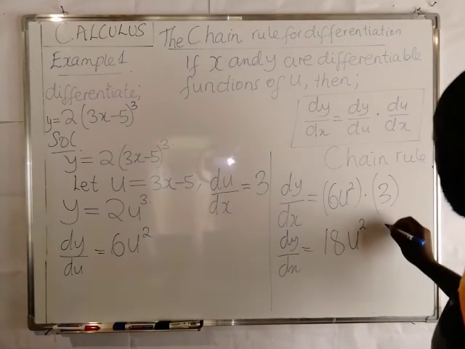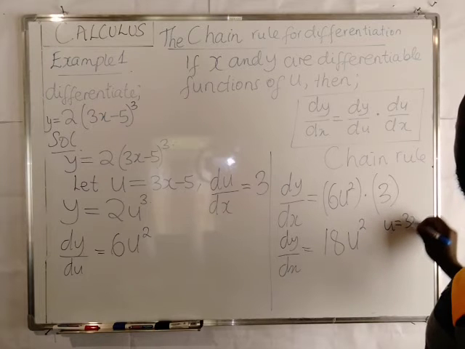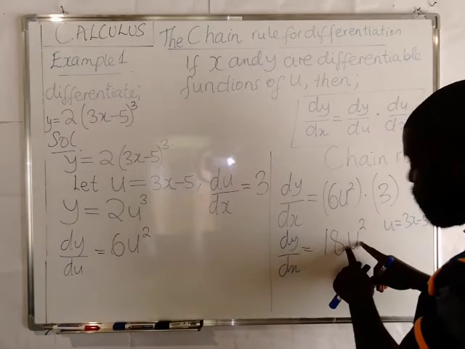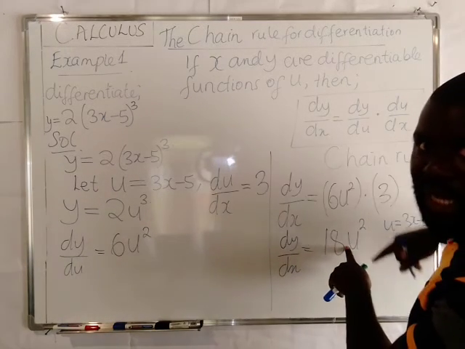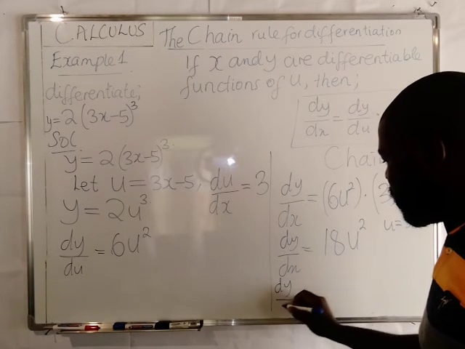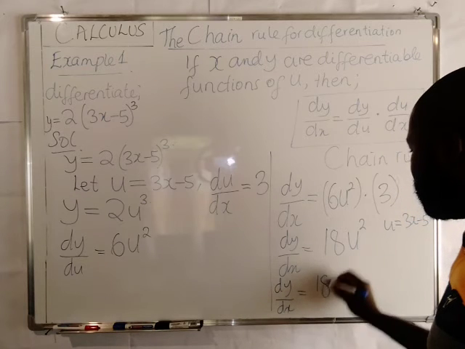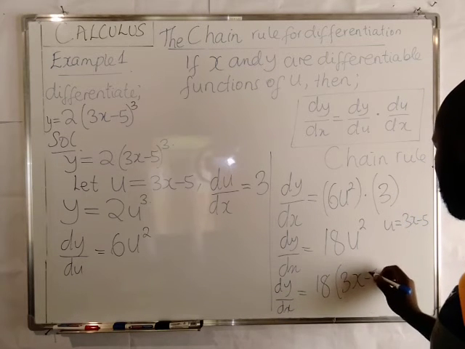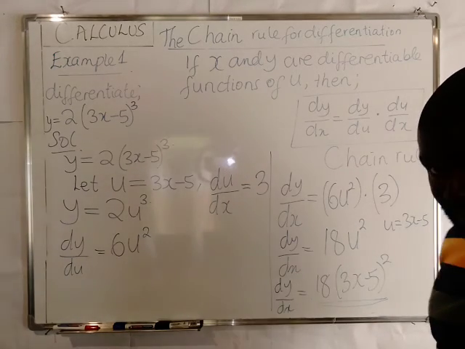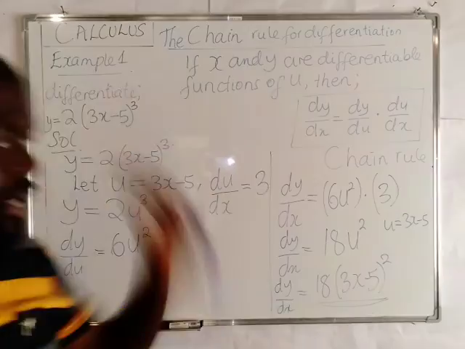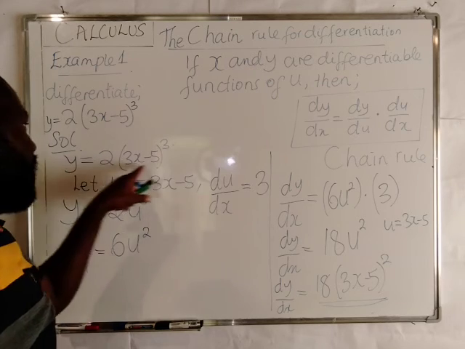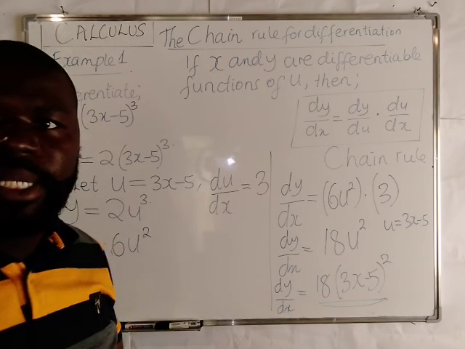But remember, u is 3x minus 5. So where we have u here, we need to replace back the 3x minus 5 so that we complete the differentiation. So we have 18(3x minus 5) power 2. So finally, this is our derivative of y using the chain rule.